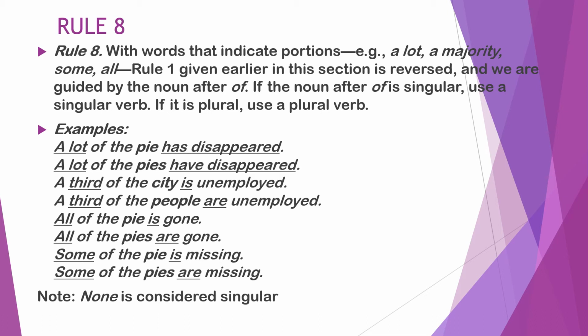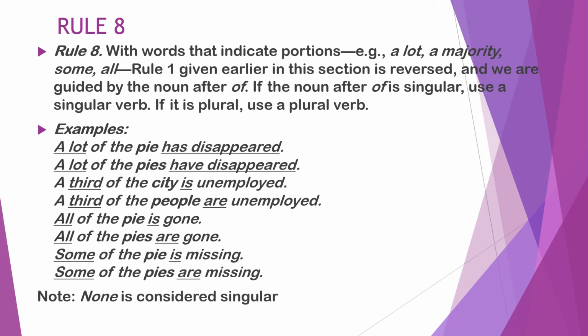It's confusing. A lot of, okay, fine. But look at the noun after the word of. A lot of the pie: after the word of is singular, so the pie has disappeared. A lot of the pies: after of, pies is plural, so the pies have disappeared. A third of the city, singular, is unemployed. A third of the people, plural, are unemployed.